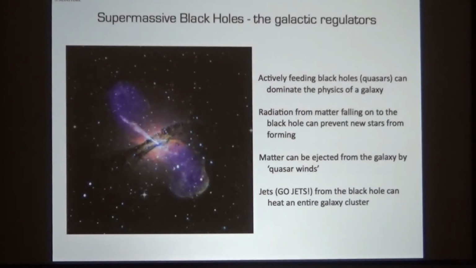Now, these actively feeding black holes are known, probably the most high-profile name is a quasar. Now, they're known as quasars originally because they were a class of objects found in the 50s that were detected in the radio. They were detected because of these jets that are detectable in the radio that I mentioned a minute ago.